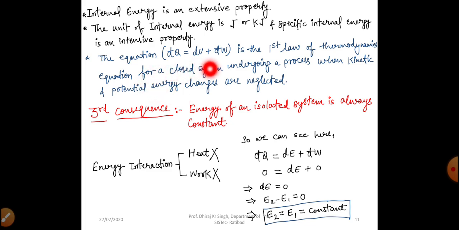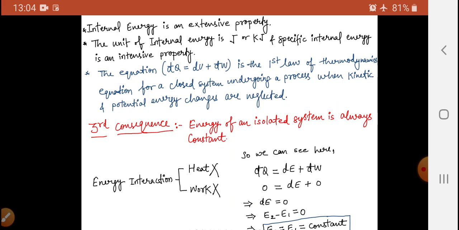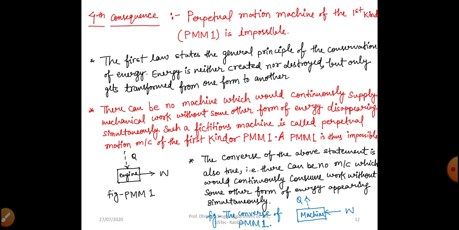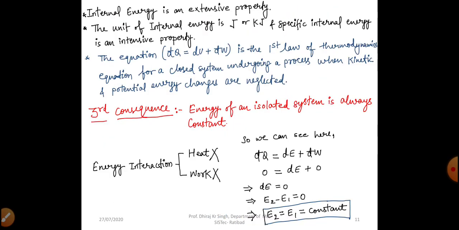The equation del Q equal to dU plus del W is the first law of thermodynamics equation for a closed system undergoing a process when kinetic and potential energy changes are neglected. Okay, dear students, now we will move to our third consequence of the first law of thermodynamics. The third consequence is that the energy of an isolated system is always constant.